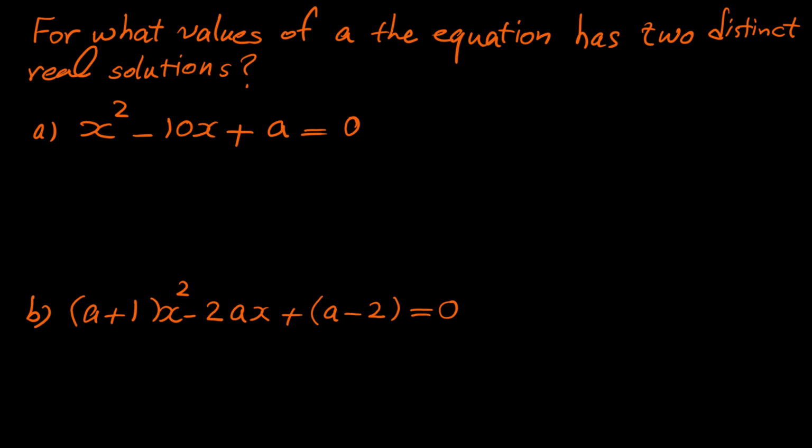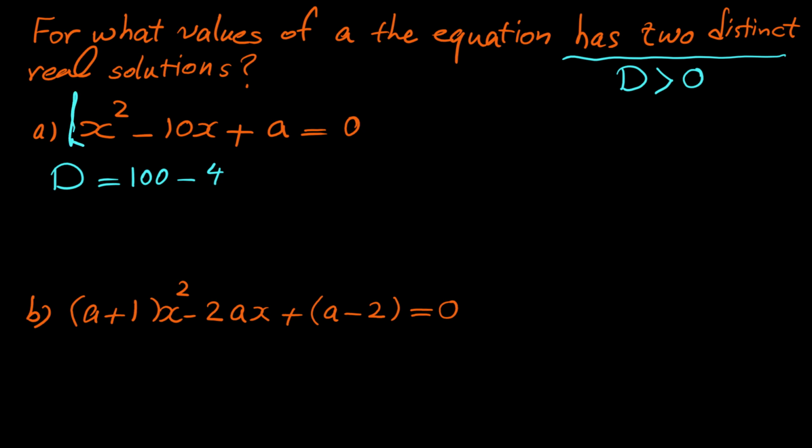For what values of a does the equation have two distinct real solutions? Remember, we have two distinct real solutions when the discriminant is greater than 0. So we have to find the discriminant first. Discriminant is b², which is negative 10 squared, or 100, minus 4 times a times c. 4 times 1 is 4, times a, 4a. And this should be greater than 0.